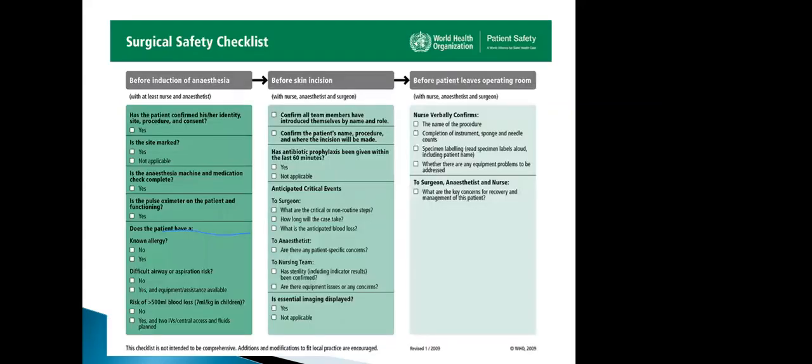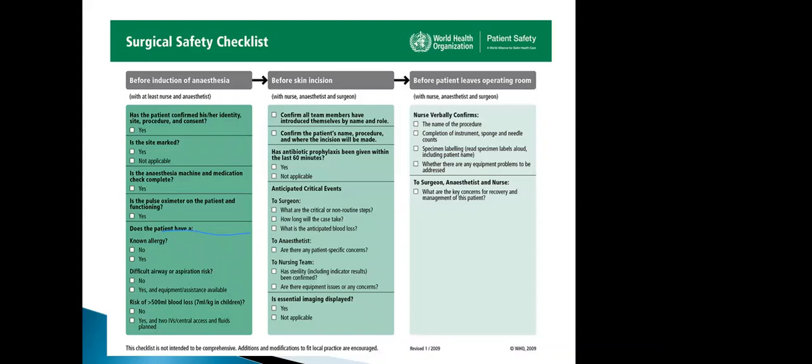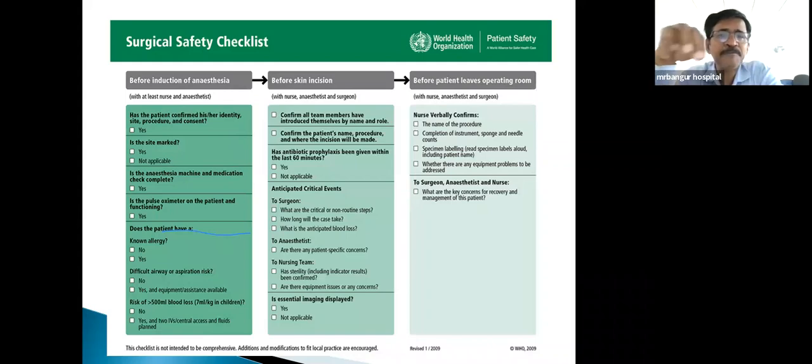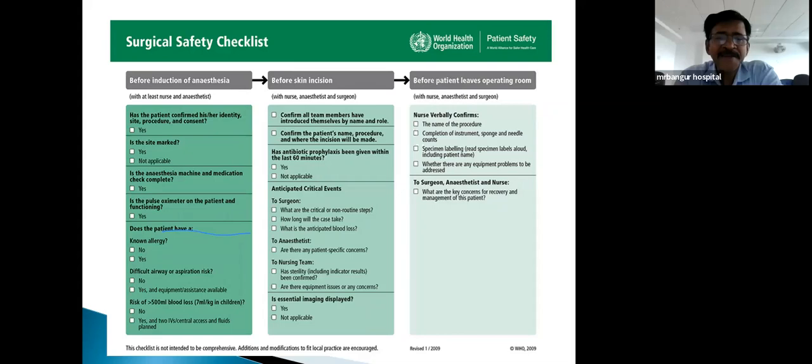So this is the broad WHO surgical checklist where there are defined points. One can deviate from these points, one can add some more points, but these basic points have to be followed. Depending on your local criteria, you can add 2 or more points, but these basic points have to be there in the surgical checklist.